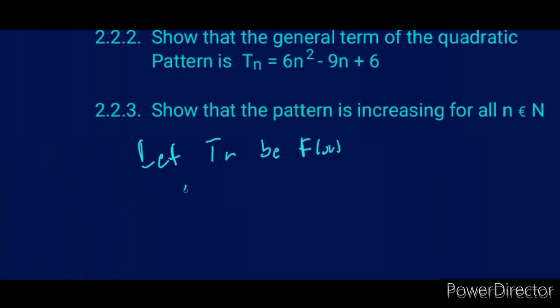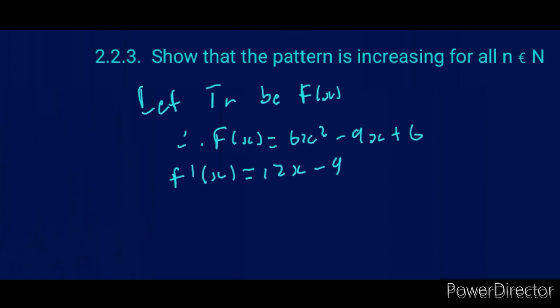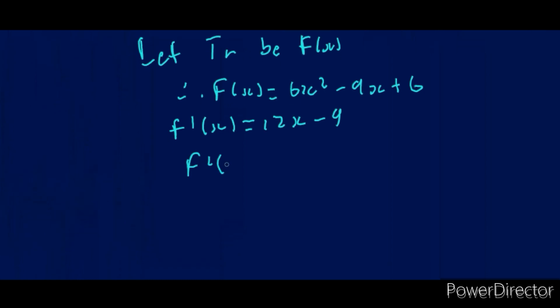So you tell them that f of x equals 6x squared minus 9x plus 6. That's what you will tell them. And then from there, we can now find the first derivative. So this is going to be 12x minus 9. Whenever the graph is increasing, the first derivative is positive. If it was decreasing, the first derivative would be negative. So in this case, the first derivative must be positive, and then we solve.